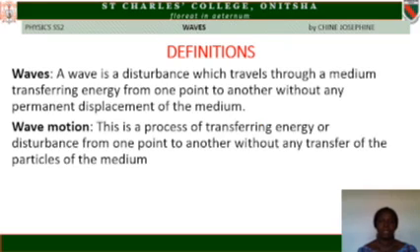Definitions. Wave. A wave is a disturbance which travels through a medium, transferring energy from one point to another without any permanent displacement of the medium. Wave motion. Wave motion is a process of transferring energy or disturbance from one point to another without any transfer of particles of the medium.